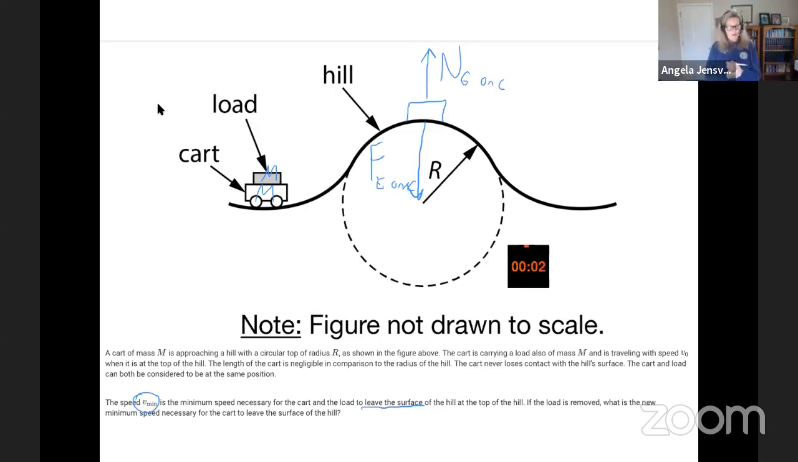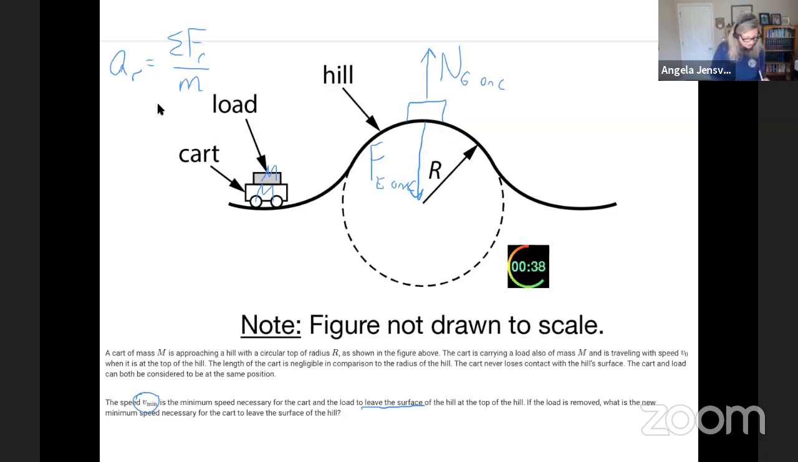We just did a force diagram. Now we've got to do acceleration in the radial direction is the sum of forces in the radial direction over mass. That's Newton's second law, right? Okay, now read this last sentence. The speed, Vmin, is the minimum speed necessary for the cart and the load to leave the surface. What does leave the surface mean? What would normal be if you left the surface?